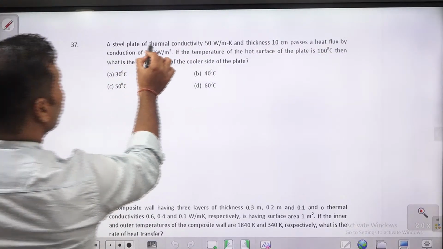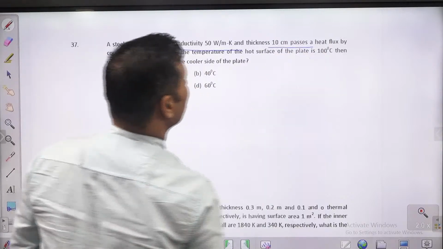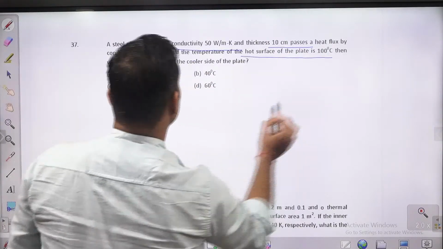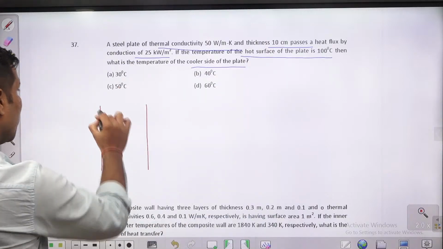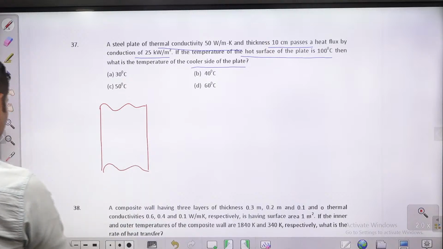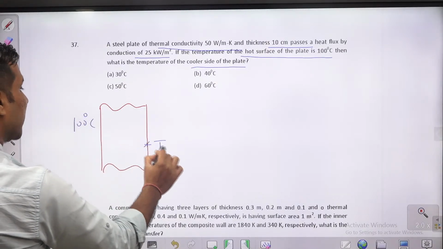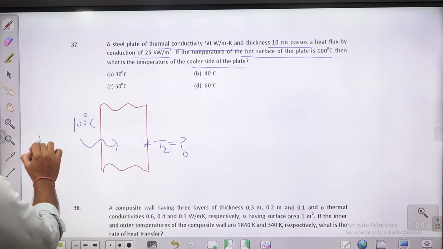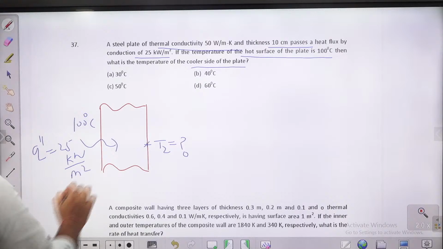A steel plate of thermal conductivity 50 watt per meter Kelvin, thickness 10 centimeter, passes a heat flux of this. If the temperature of the hot surface is this, what is the temperature of the cooler side? It is a very easy question. The temperature of the hot side is 100, and it is asking the temperature on the cooler side. Heat flux is 25 kilowatt per meter square.